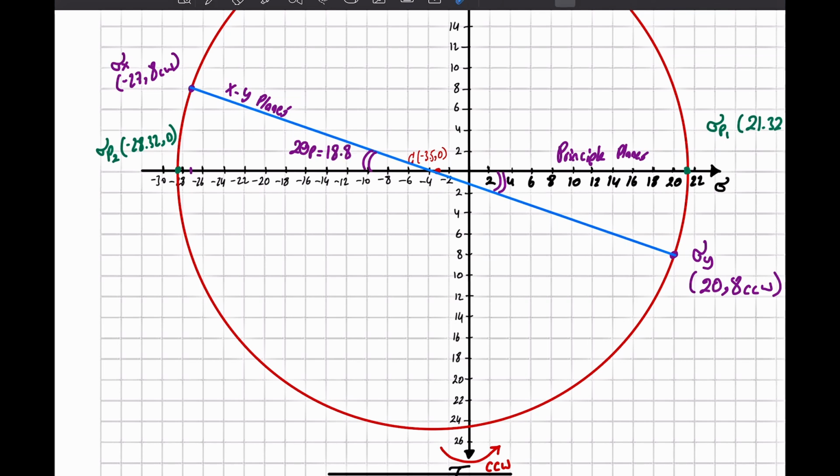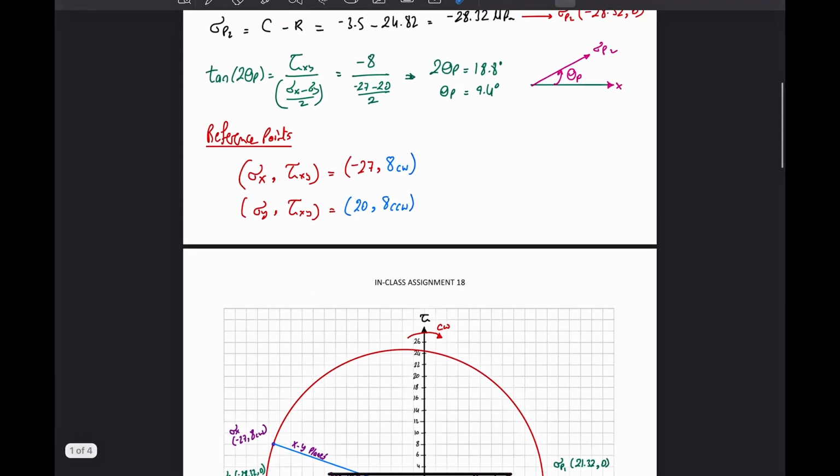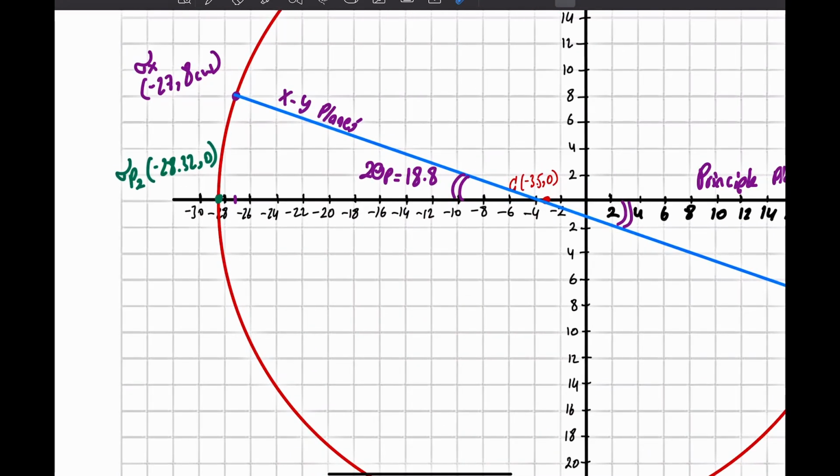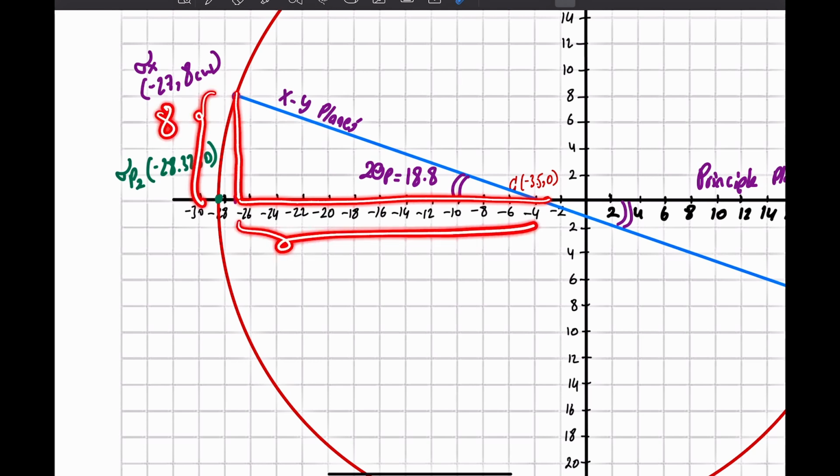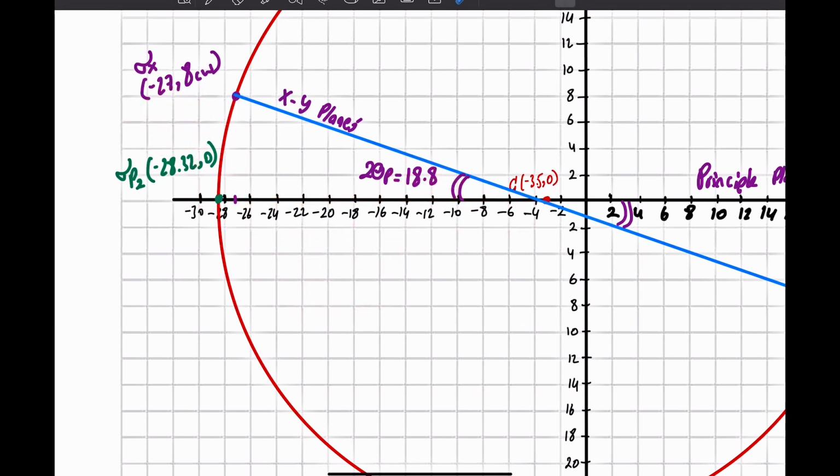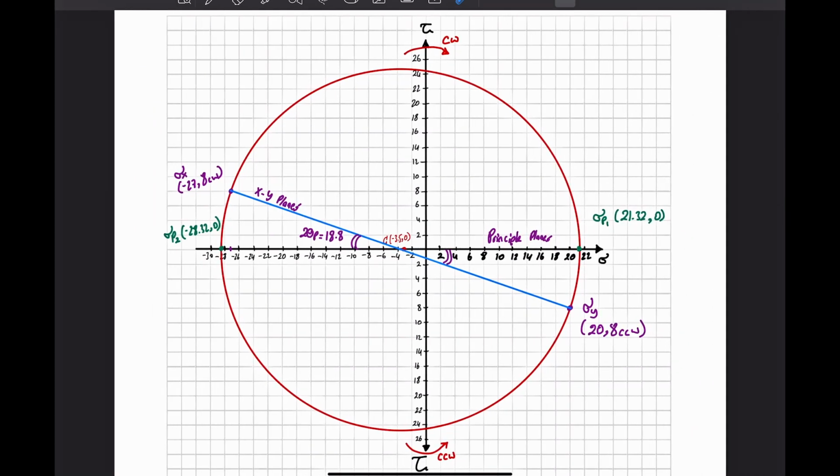So you either calculate it using the equation like what we did here, or you can create a triangle here. This height is 8. Find this horizontal dimension, which is 27 minus 3.5, and just simply say tan inverse this over that, and you should get 18.8. So that's 2 theta p. And then 2 theta s, which is the angle from the xy plane to the shear plane. So where is the maximum shear?